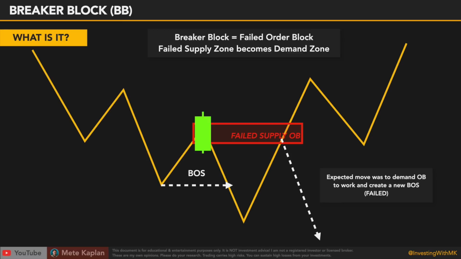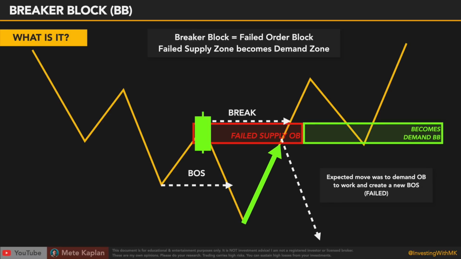Sometimes order blocks will not hold and price breaks in the other direction. This failed supply order block instantly turns into a demand breaker block. As you may see, the price comes down to our new demand breaker block and reacts. Again guys, it's so simple. With regular practice, price action trading will be a piece of cake for you.